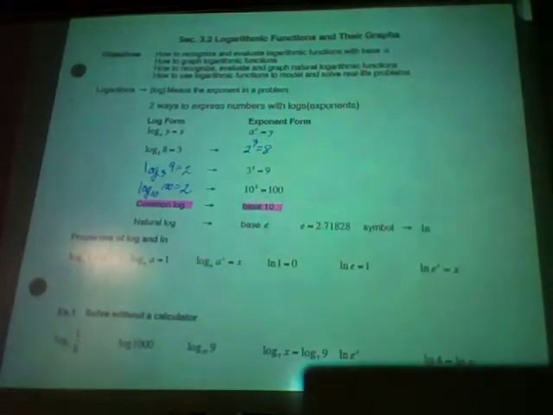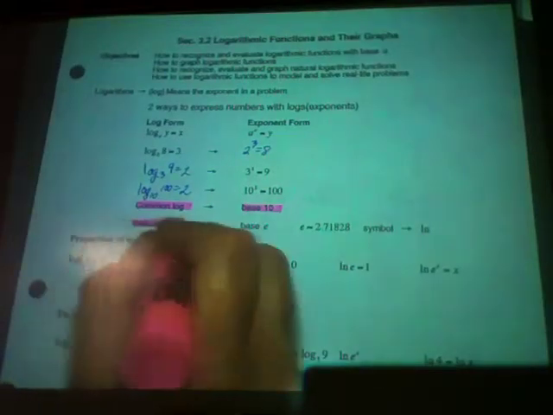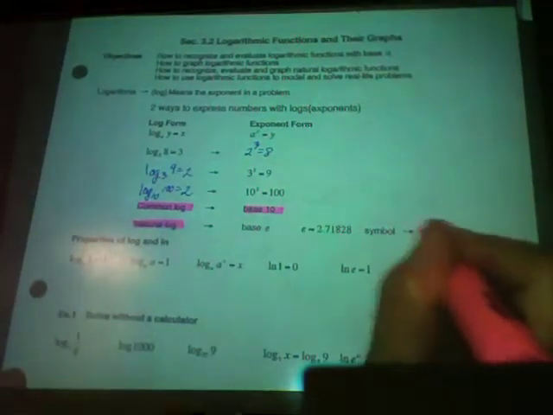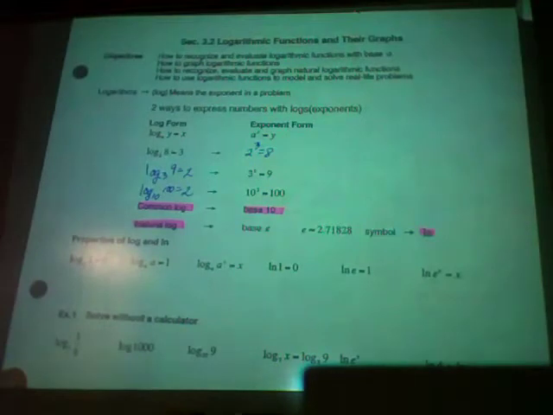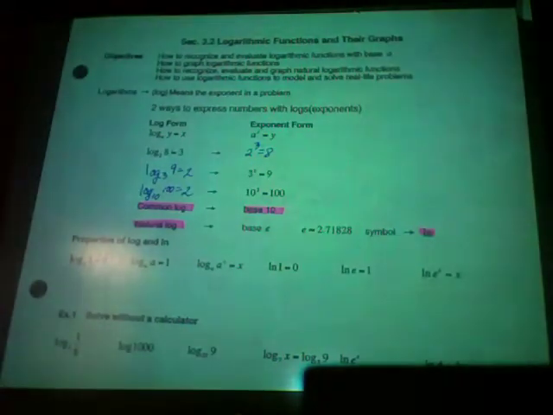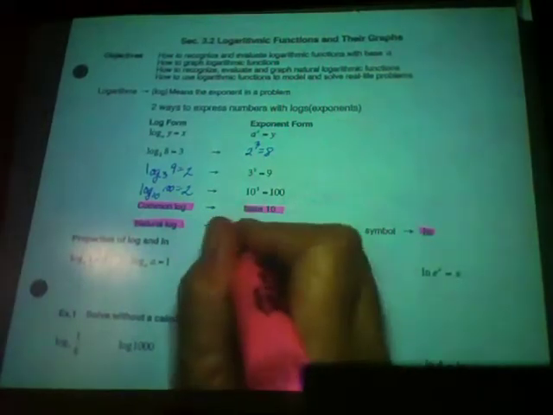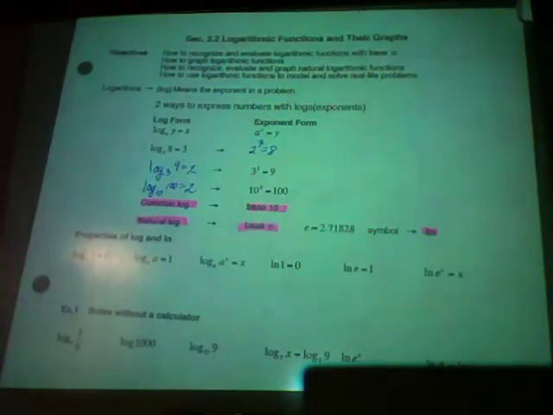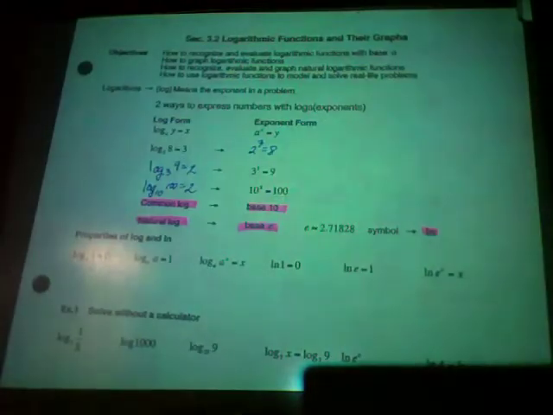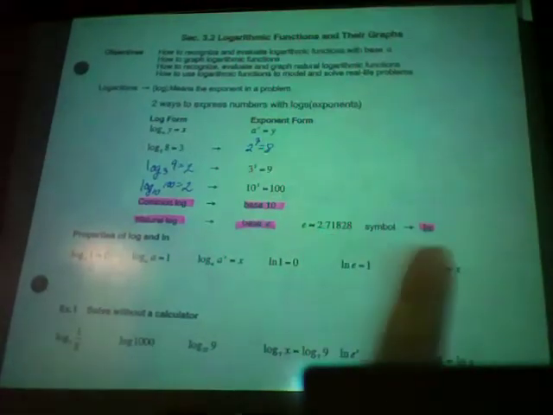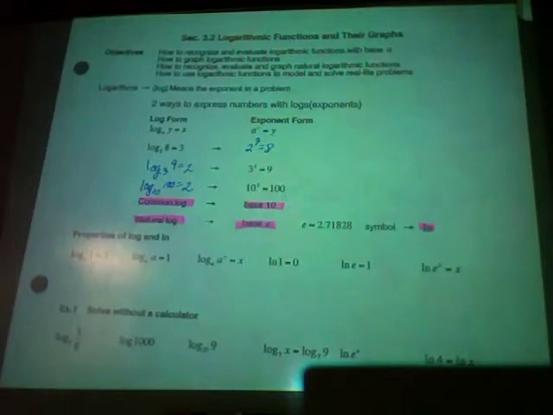We're also going to work with natural logs. Natural logs use the symbol ln instead of log. And so if you ever see ln and the base of ln is missing, the base is e. And didn't we learn about e yesterday? Unfortunately. And you know where it is on your calculator. So that's the value of e. Natural log symbol is ln.